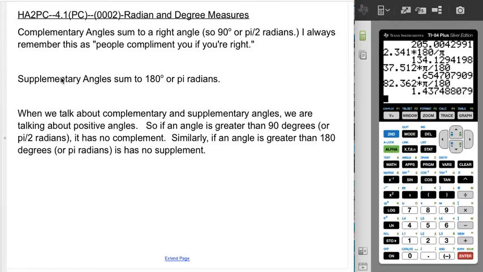So when we talk about complementary and supplementary angles, we're talking about positive angles. So if an angle is greater than 90 degrees or pi over 2 radians, it has no complement. Similarly, if an angle is greater than 180 degrees or pi radians, it has no supplement. So let's go ahead and walk through this.